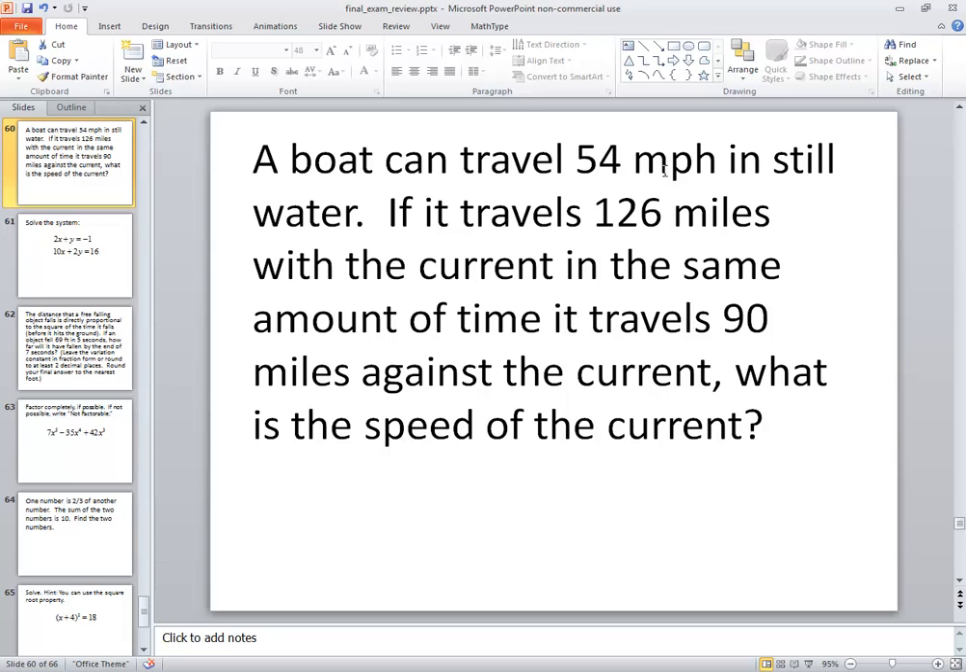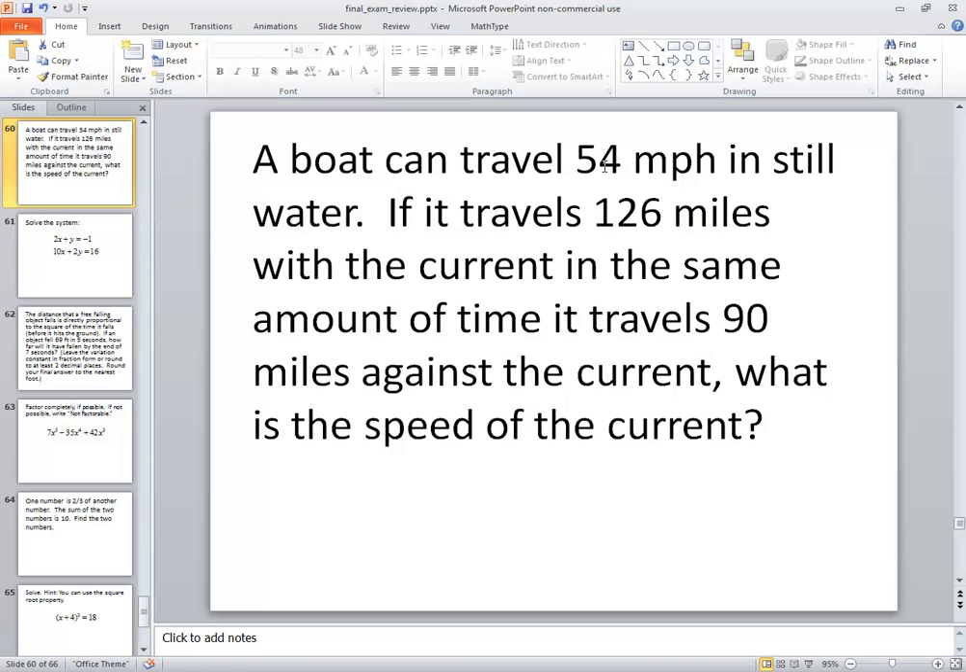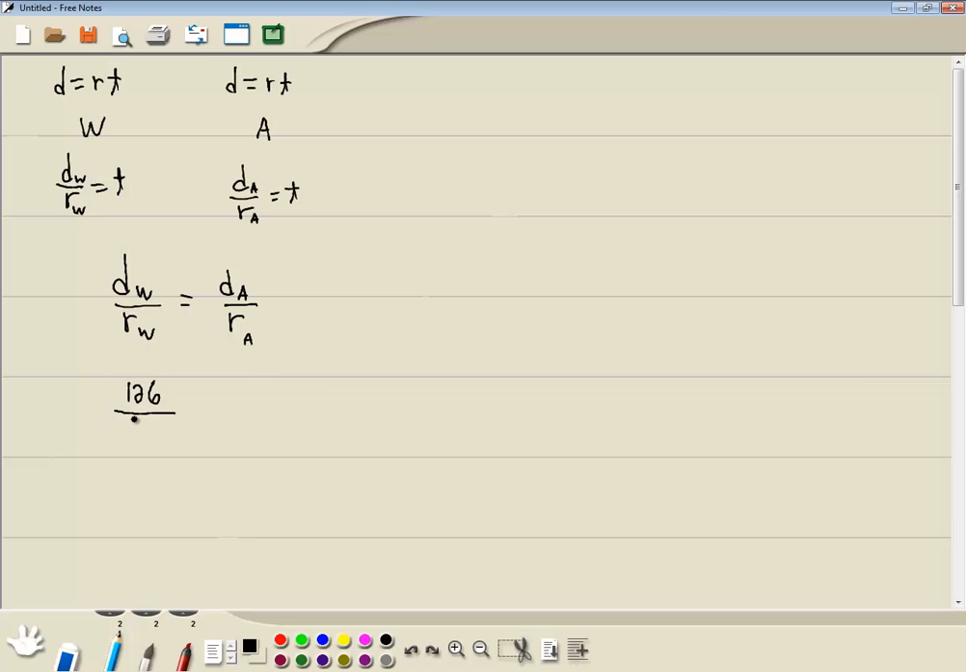It says a boat can travel 54 miles per hour in still water. If it travels 126 miles with the current, the distance is 126, and our rate of speed is 54 with the current. With the current makes me think it should travel faster because you have the current at your back. So I'm going to say this is 54 plus the speed of the current, s. Now, sometimes that's 54 minus s, and I'm not reading it correctly.